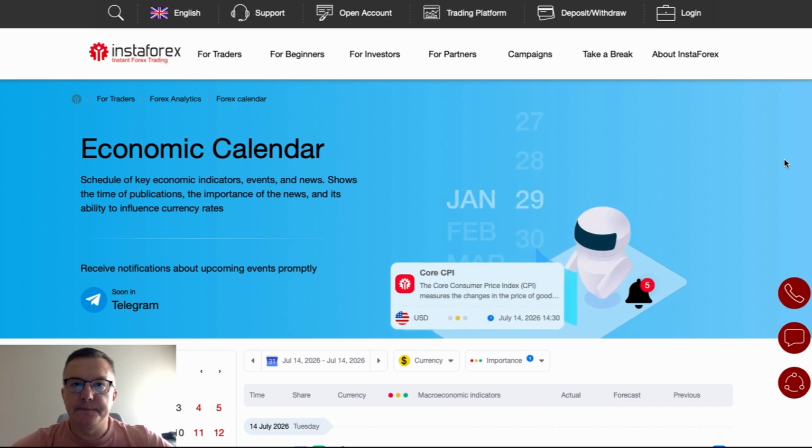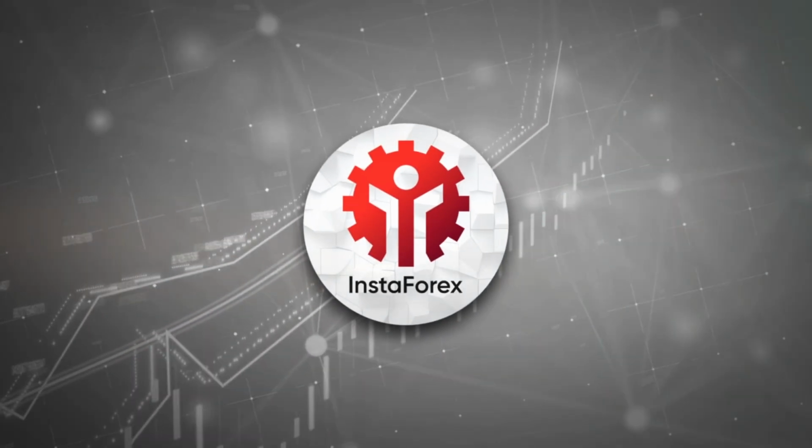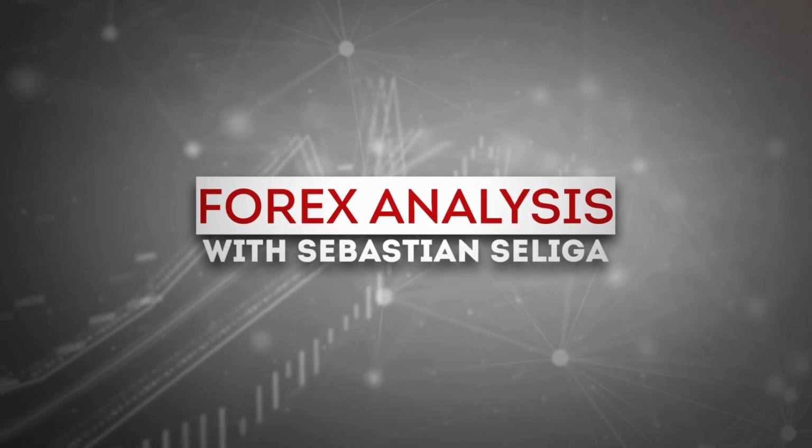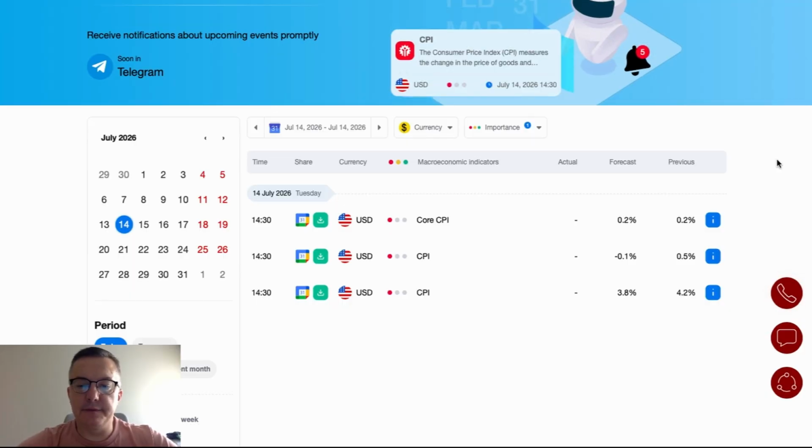Today is Tuesday, July 14th, 2026. Let's take a look at the economic calendar for today. As you can see, we got only one high important data release for Tuesday. At 2:30, we got core CPI and CPI data scheduled for release from the USA.